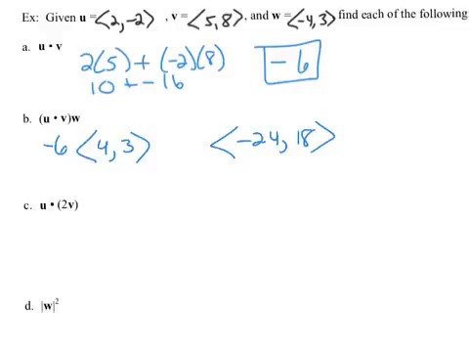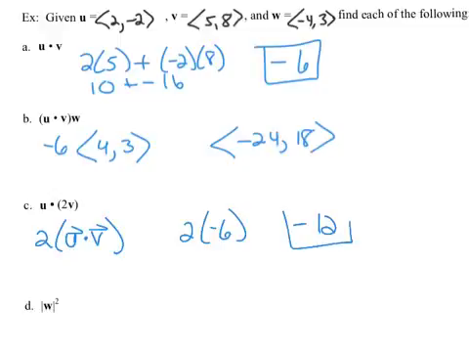And the next one, I'm going to take the dot product of 2u with v. Well, I can cheat a little bit and say this is the same as taking the scalar 2 multiplied by the dot product of u dot v, which I already have, which is negative 6 again. So that just saves me a bunch of work. And that's negative 12. So there's my answers so far.